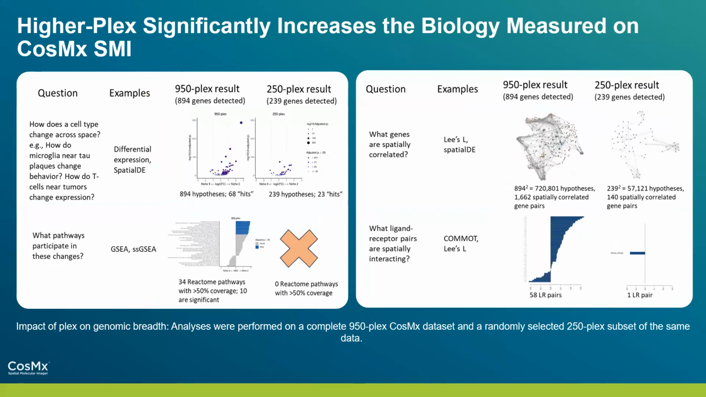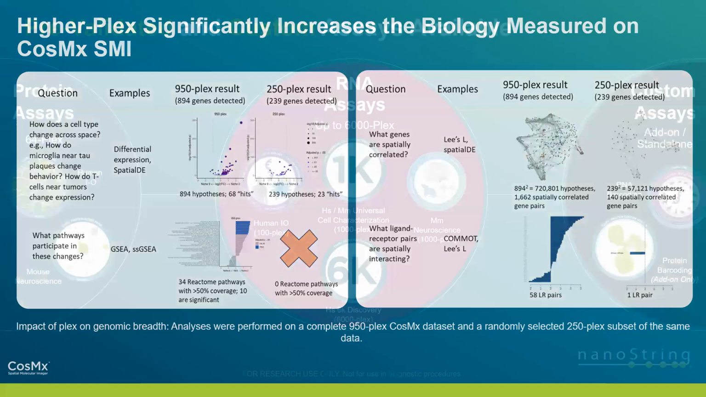And as we're demonstrating across different panels and different gene sets that are out there, the benefit of being able to look at this 1000-plex, in this case, we're looking at a 950-plex assay. We're getting into more of this understanding of differential expression, right? In this case, how do microglia near tau plaques change behavior, or how do T cells change near tumors? How do they change expression? We're getting into more of this pathway analysis of these different changes as well. And finally getting into these ligand receptor pairs as well as how they're physically interacting. So a lot of rich, meaningful data that you're getting from this.